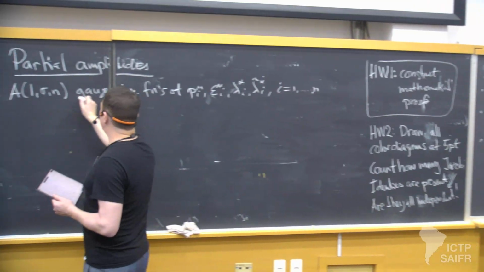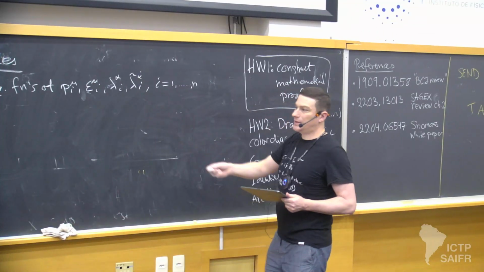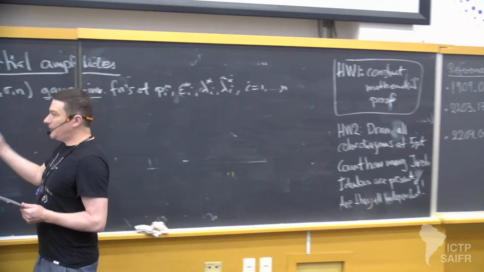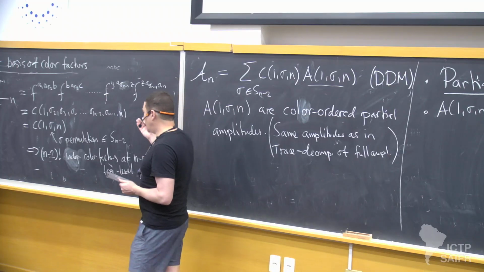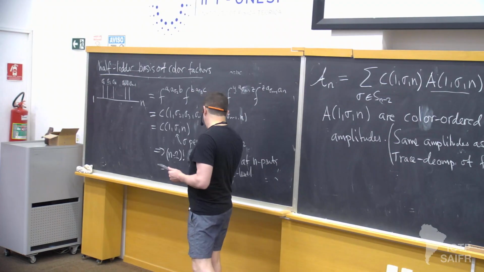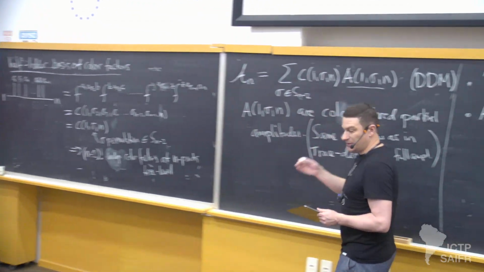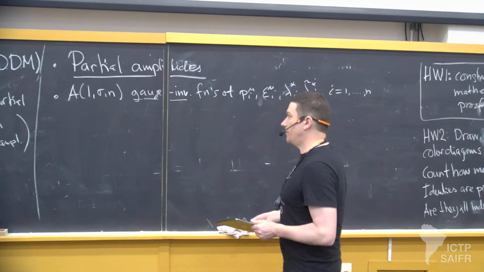Okay, so why is it gauge invariant? Well, I took the full amplitude, which is supposed to be gauge invariant, and then I decomposed it in a true basis of n minus 2 independent color factors. Since it's in a basis, that means that every element that multiplies those basis color factors has to be gauge invariant.